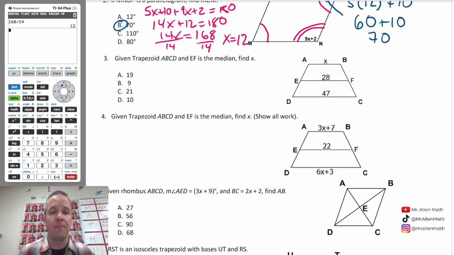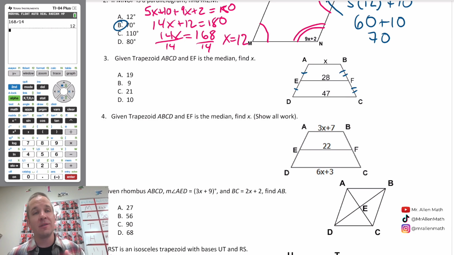All right. Number 3 here. We have trapezoid ABCD, and EF is the median. Find X. So if it's a median, that means it splits those two sides at the midpoint. So like this guy's congruent, or those two guys are congruent. These two are congruent. I don't know if all 4 are congruent because it's not an isosceles trapezoid. It's just a regular trapezoid.